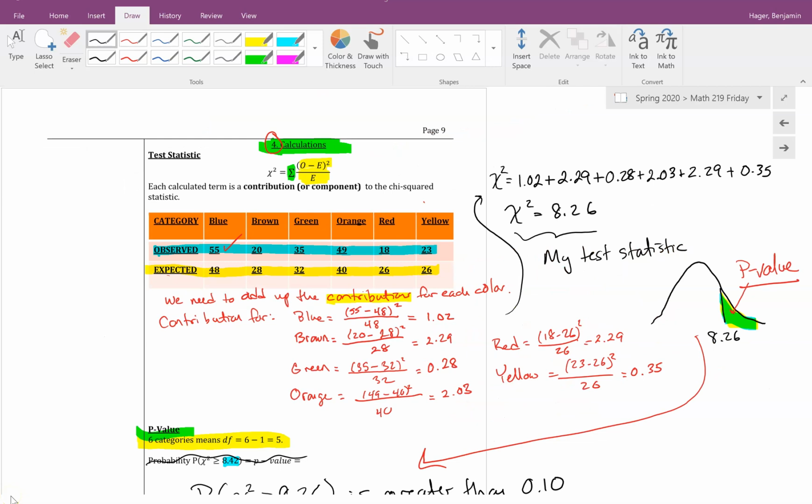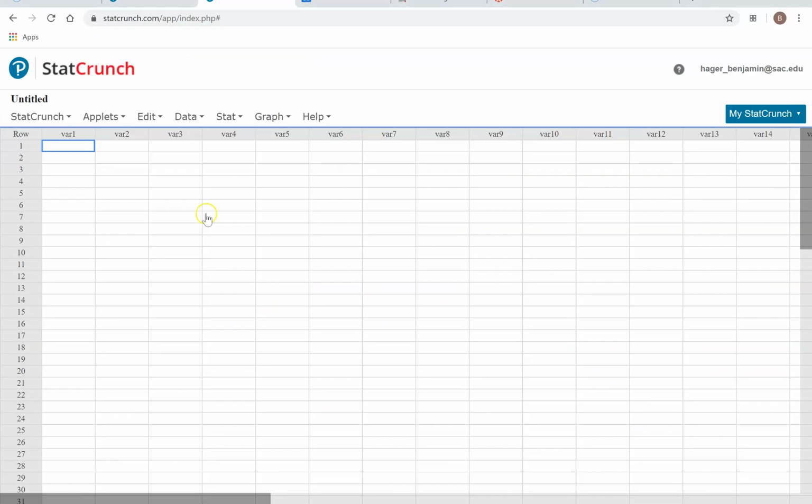I logged off, and then I realized that I was going to show you how to do this on Statcrunch. So let me show you how to do that real quick. I'm just going to take this data right here, the observed number of M&Ms we found and the expected number of M&Ms we were hoping to get. So let me run to Statcrunch.